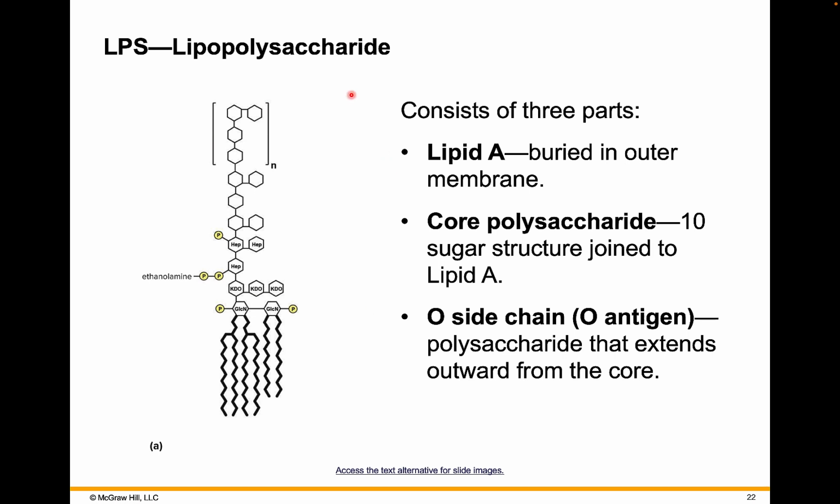So LPS, or the lipopolysaccharide, is a signature of the gram-negative bacteria, and you have a structure which is called the lipid A buried in the outer membrane. You can see that these are those. Then you have this core polysaccharide, a 10-sugar structure, which is joined to the lipid A. And after that, you have an O side chain or O antigen. And this is a polysaccharide that extends outside from the core.